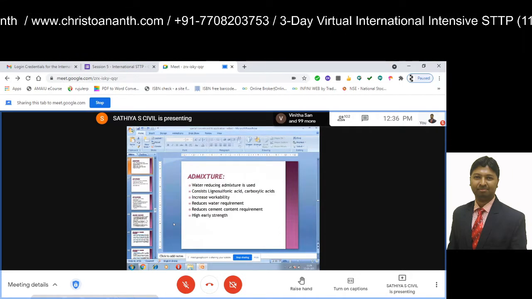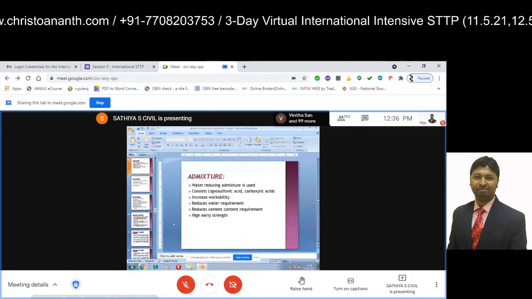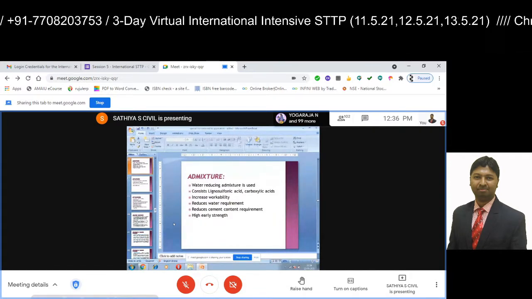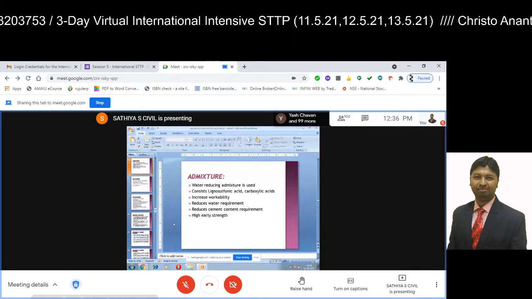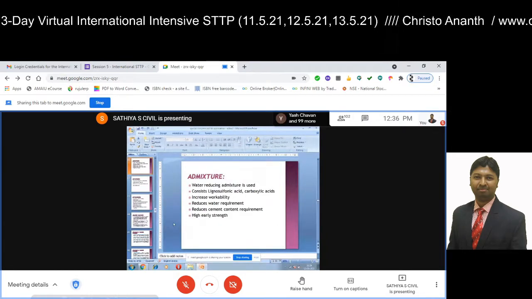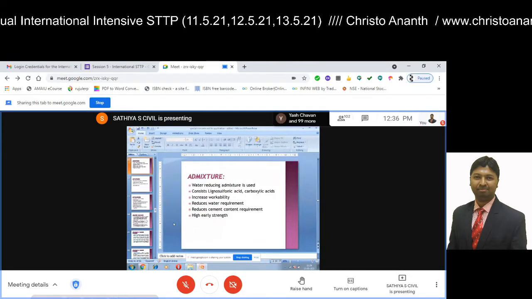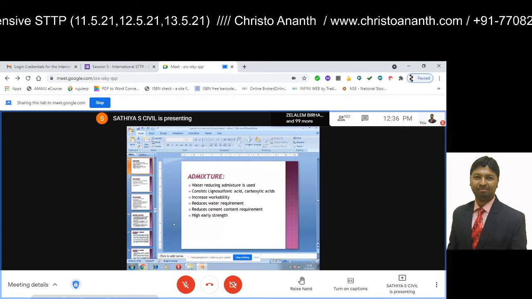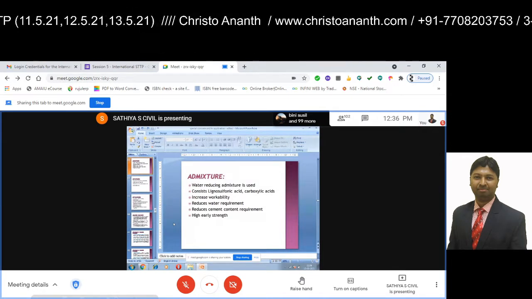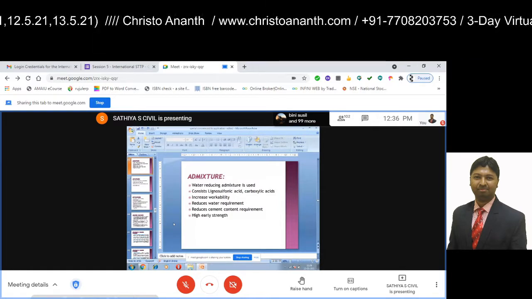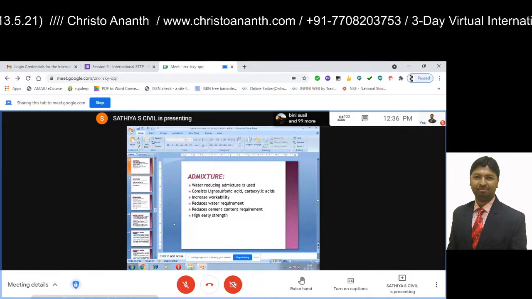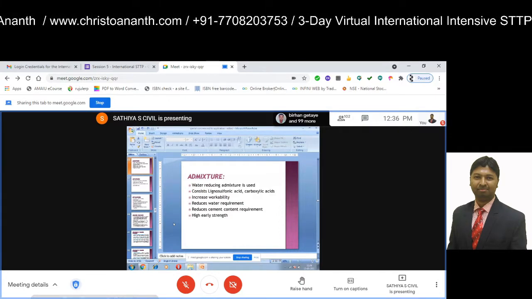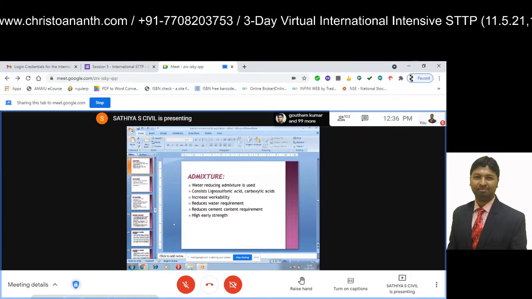Then the admixtures: water reducing admixture is used. It consists of lignosulfonic acid and carboxylic acids, and it increases workability, reduces water requirement, reduces cement content requirement, and gives high early strength. If you increase the workability, it is a very good property. When we add the admixture, it also reduces the water requirement.